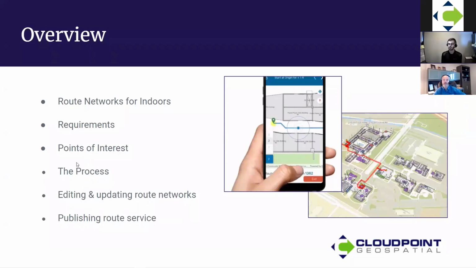So we will touch on requirements, and I'd like to talk more about those and what's needed as far as software and licensing. We'll also look at the need for points of interest, and we'll talk about the process. We're going to outline just at a high level, what are the steps you need to go through to make this happen in order to get your route networks published.